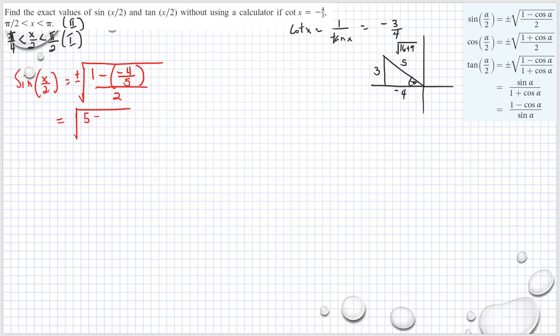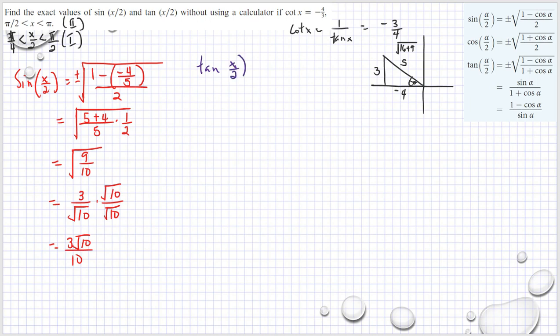Then we have 5 plus 4 over 5 multiplied by 1/2. Then we have the square root of 9 over 10. Then we have 3 over square root of 10. And then multiply by square root of 10 over square root of 10. Then we have 3 square root of 10 over 10. It's positive.